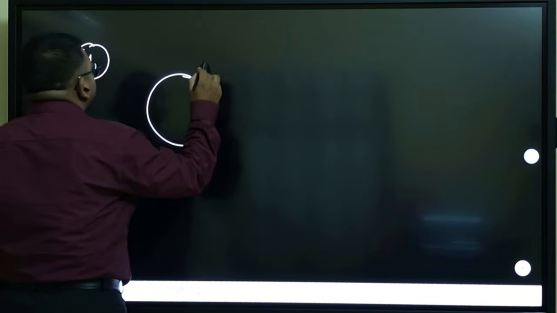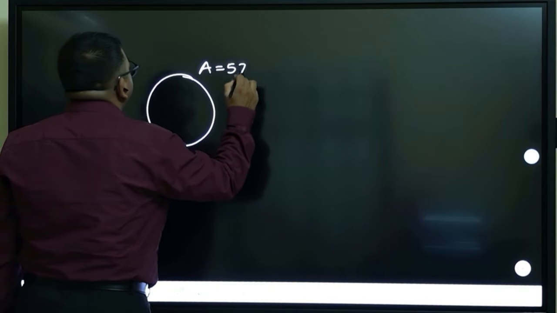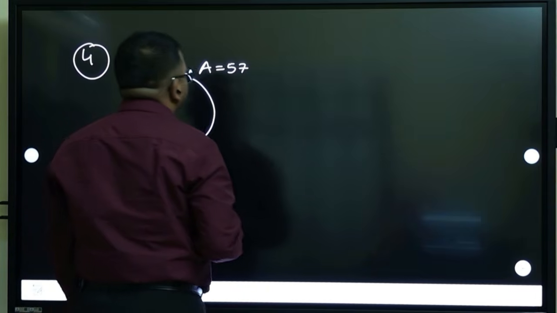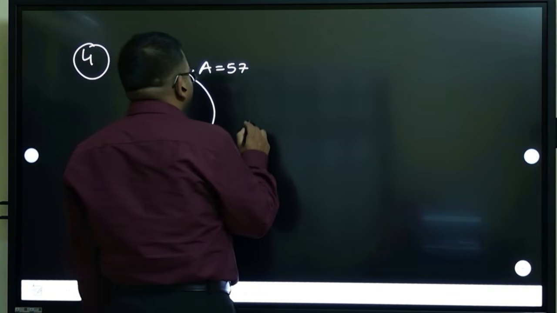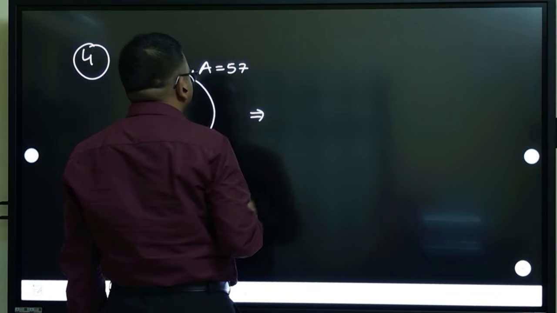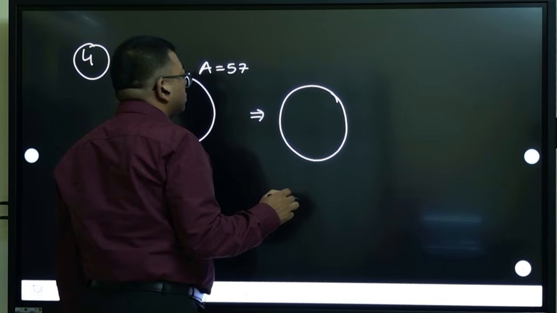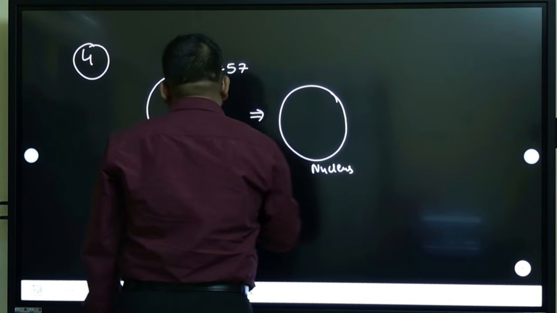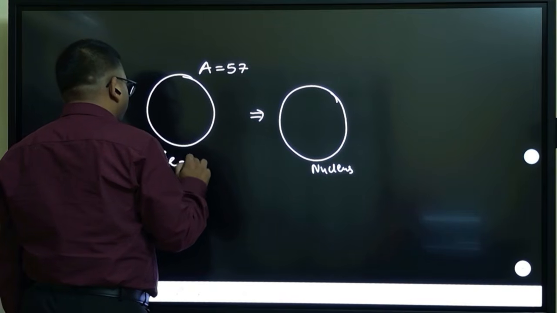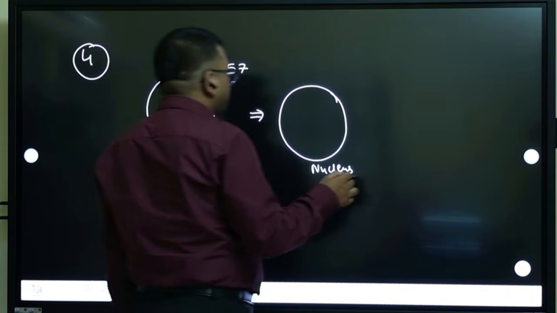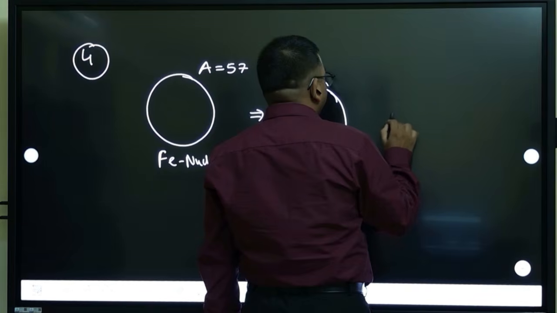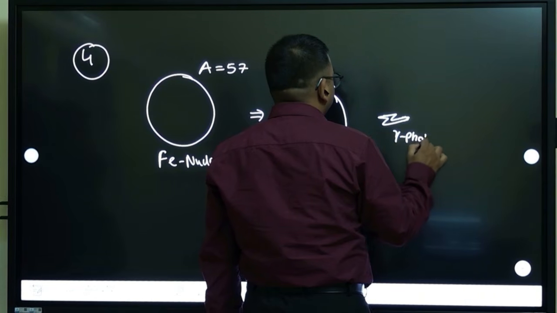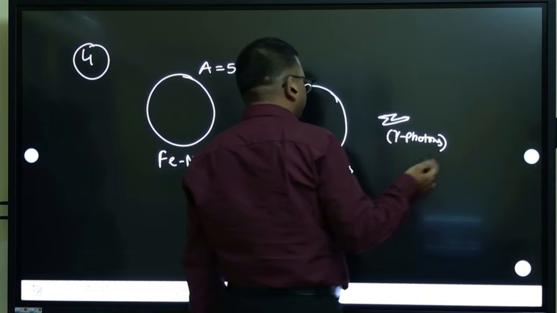So some nucleus is there, its mass number is 57. This is another nucleus, an iron nucleus, and it is emitting a gamma. Gamma is a kind of photon basically. Gamma photons. Photons are electromagnetic waves similar to light.